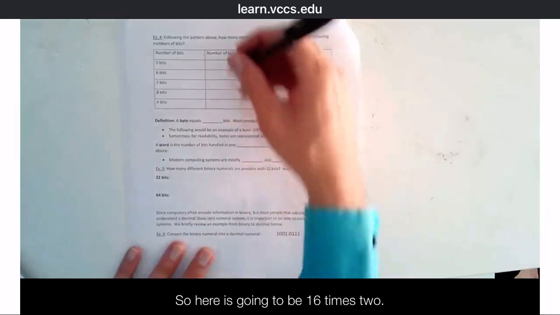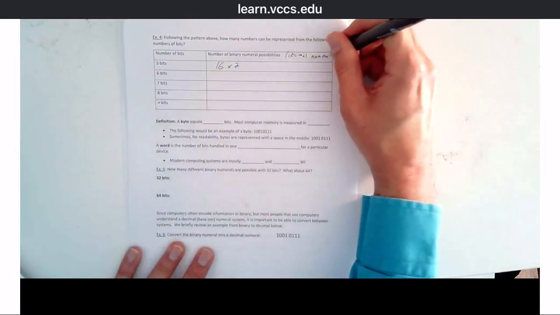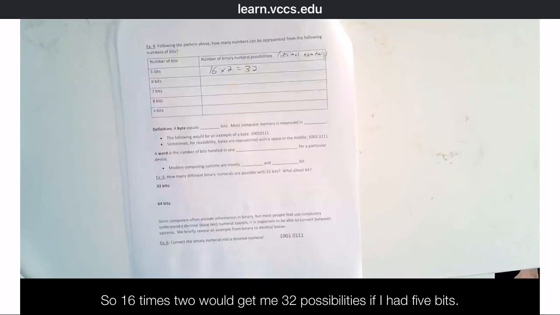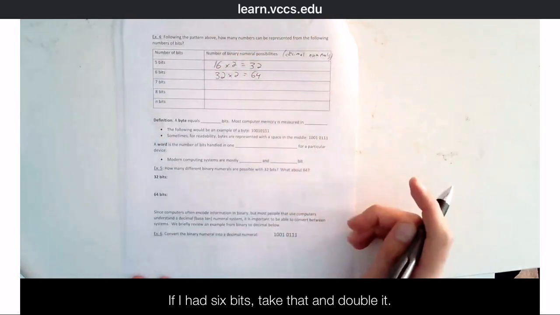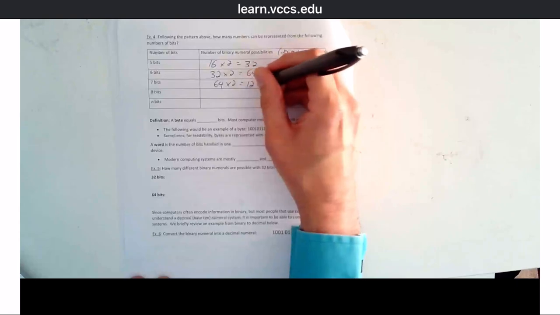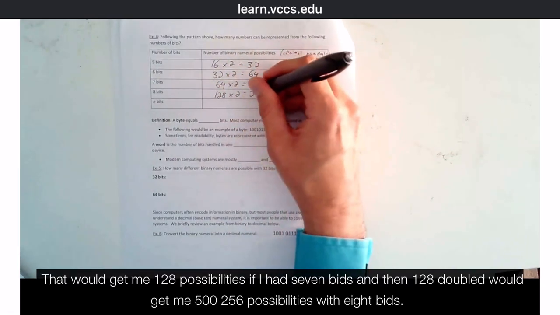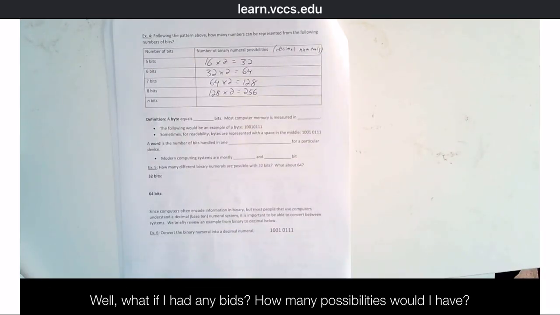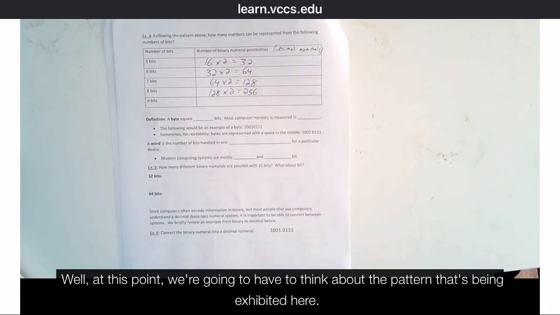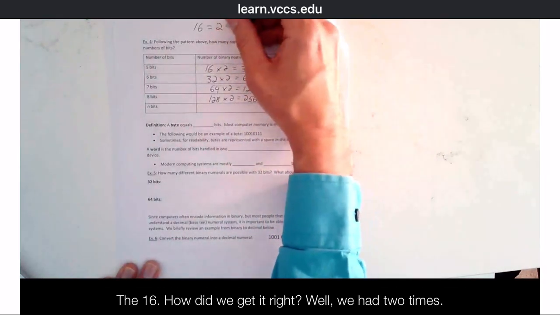So here is going to be 16 times 2. All of these are going to be decimal numerals, by the way. So 16 times 2 would get me 32 possibilities if I had 5 bits. If I take that and double it, that would be 64 if I had 6 bits. Take that and double it. That would give me 128 possibilities if I had 7 bits, and then 128 doubled would give me 256 possibilities with 8 bits. Well, what if I had n bits? How many possibilities would I have? Well, at this point, we're going to have to think about the pattern that's being exhibited here. The 16, how did we get it? Well, we had 2 times 2 times 2 times 2, right?